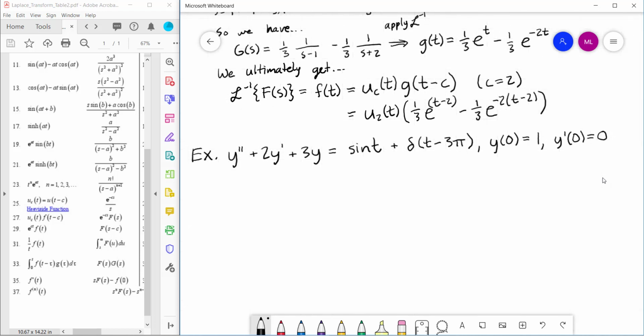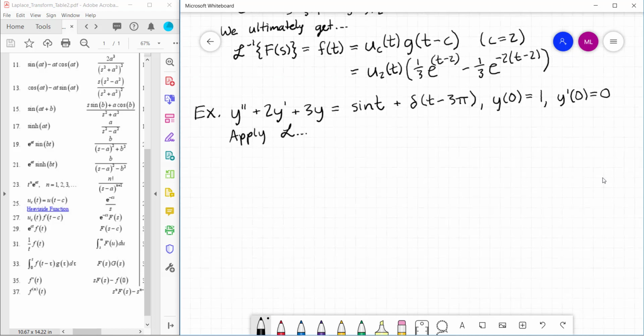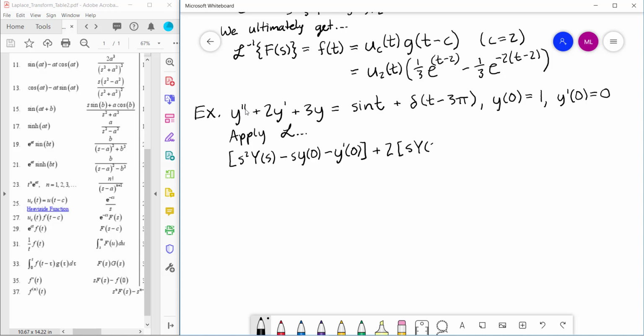So let's apply our Laplace transform and see what we get. So remember, when we hit the Laplace transform on y double prime, hopefully this is becoming second nature at this point, we'll get s squared times our capital Y of s minus s times y of 0 minus y prime of 0. So there is the y double prime term. To that, I need to add 2 times the y prime term. The y prime term is s times the capital Y minus y of 0. And then plus 3 of the original y, which transforms to just capital Y of s. So there's the whole left-hand side of our equation transformed.